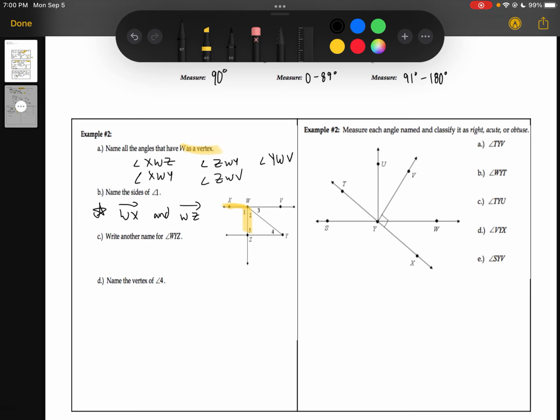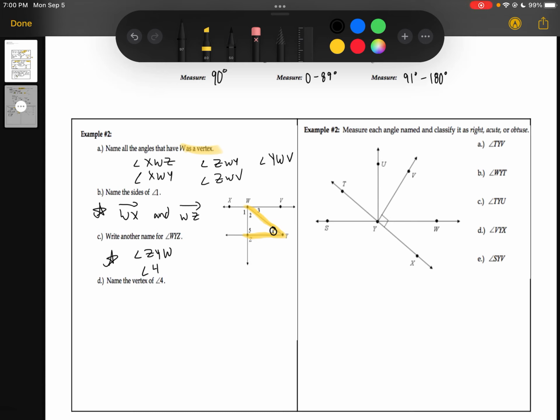Next one here, write another name for WYZ. I'll have you do that now. And let me just define, again, WYZ in case it's hard to see. So WY to Z is there. So let's write another name for it. So two options actually are correct. We are allowed to use ZYW as long as Y is the term that's in the middle. A second one is we can actually just call it angle 4. And again, that's allowed because you can see up here, you can use the number that is right next to your vertex, and that allows you to name the angle.